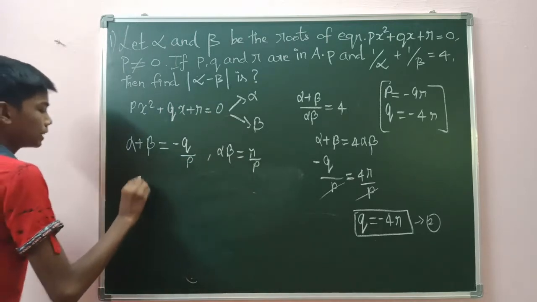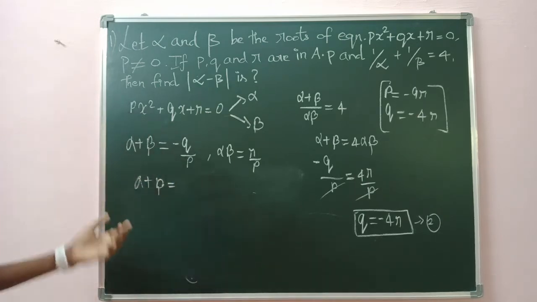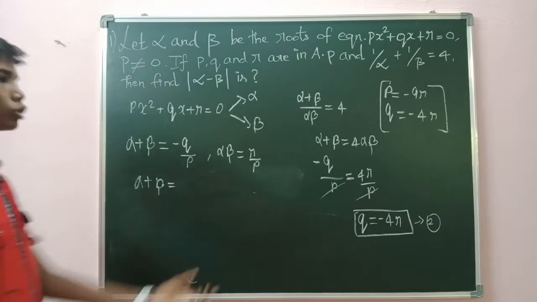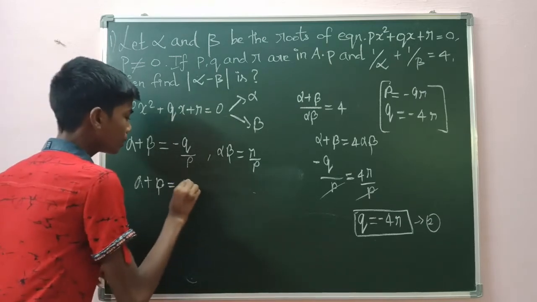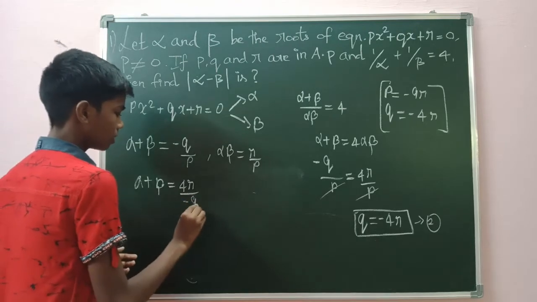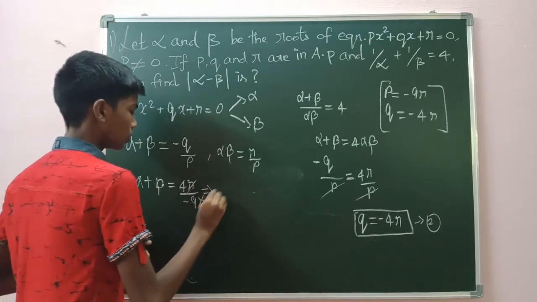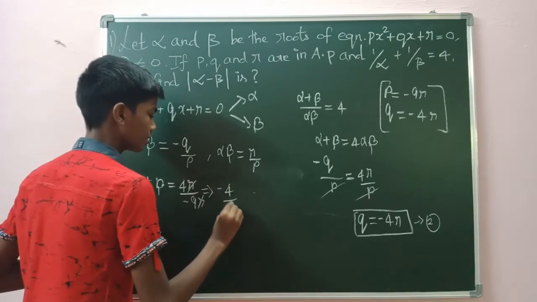Now what is alpha plus beta? Your alpha plus beta is nothing but minus q by p. Do we know the value of q? Yes. So minus q will be 4r by p. What is p? Minus 9r. So now cancel out these two terms. Finally you get your alpha plus beta as minus 4 by 9.